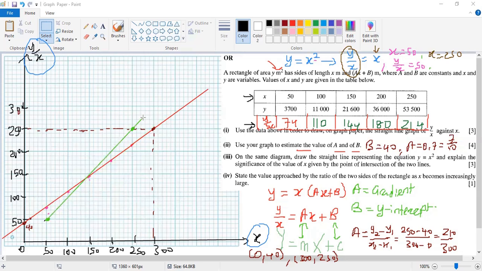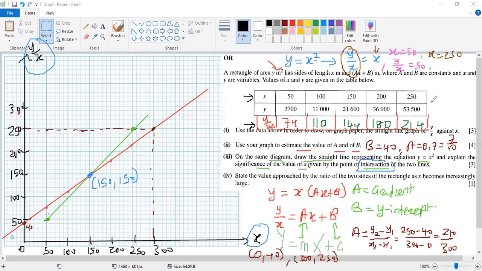Okay, let's just draw like this first. So this is the plot of this line, the green one. On the same diagram, we drew the line representing this and explained the significant value of x given by the point of intersection. When they talk about the point of intersection, this point, as we can see from the graph, is 150, 150. It is when the rectangle is a square.